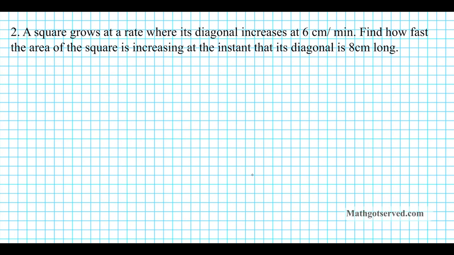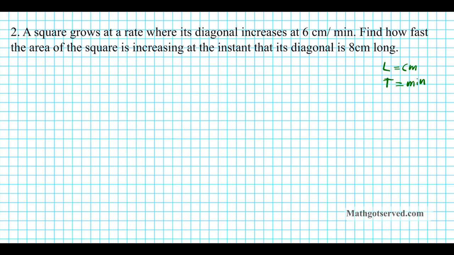Okay, let's take a look at number 2. It reads, a square grows at a rate where its diagonal increases at 6 centimeters per minute. Find how fast the area of the square is increasing at the instant that its diagonal is 8 centimeters long. So let's go over this list of units on the side. The unit of length in this problem is centimeters, and the unit of time is minutes.